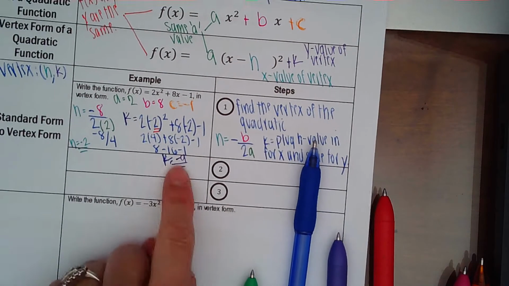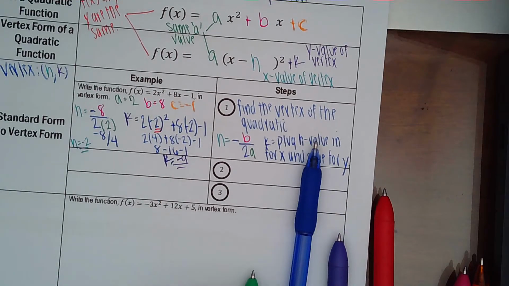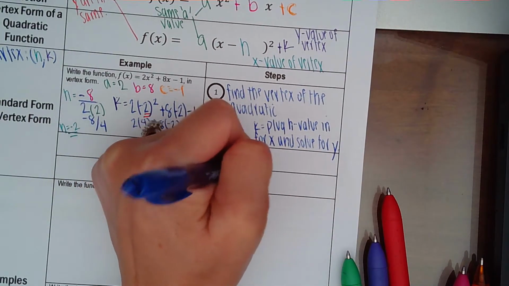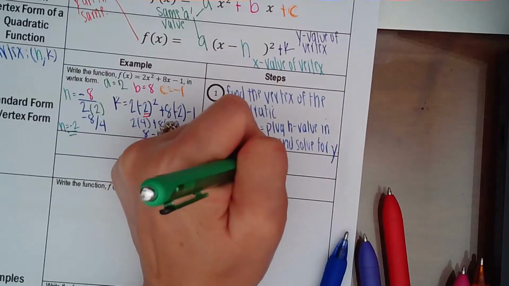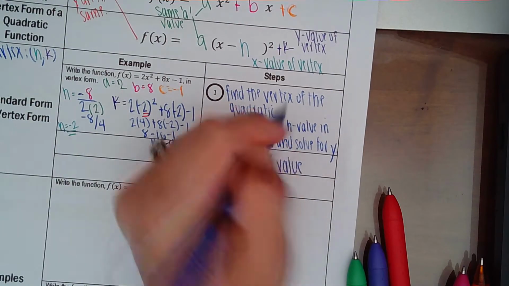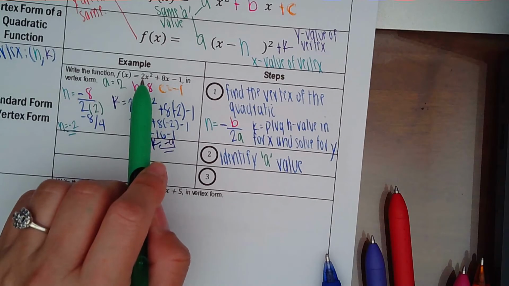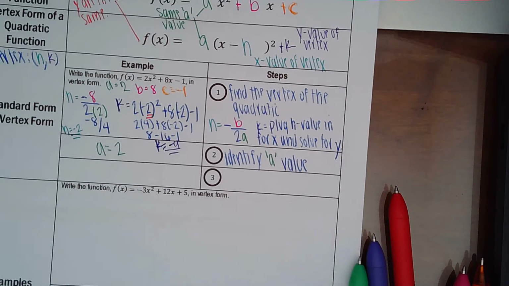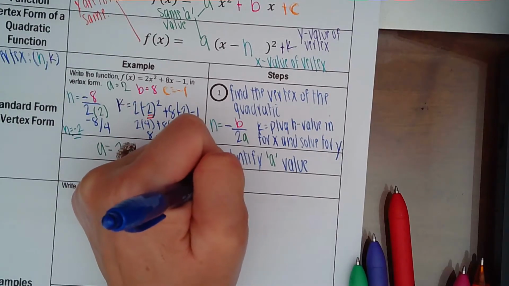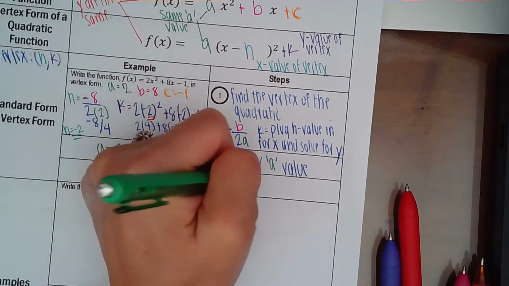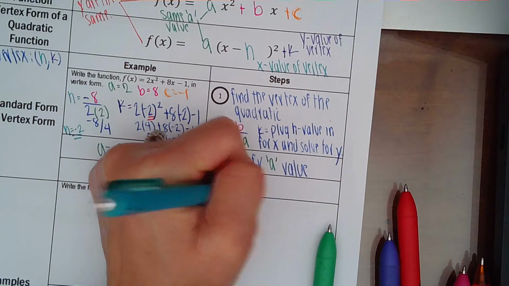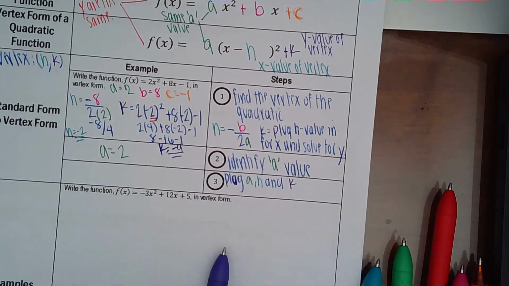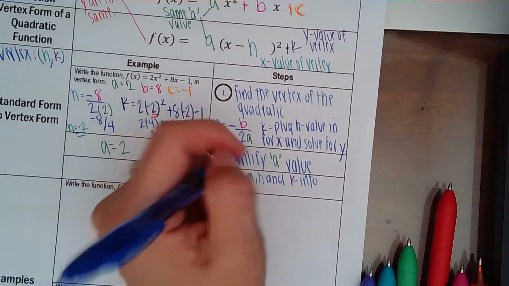So we have our h and our k, right? Now, the next step that we want to do is identify our a value. If we look at our original equation, we'll see that our a value is 2. So we'll simply say a equals 2. And that brings us to our third and final step. We're going to plug a, h, and k into vertex form.